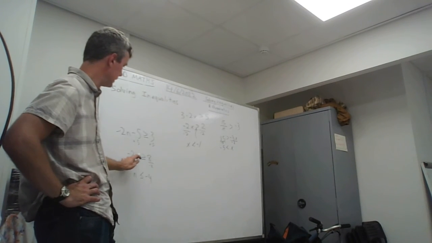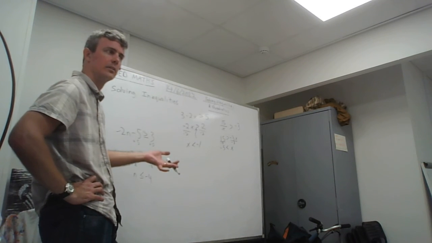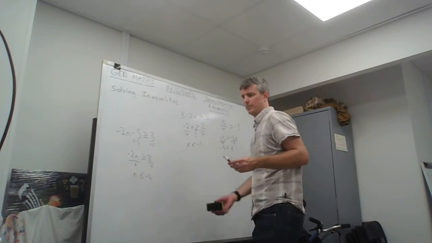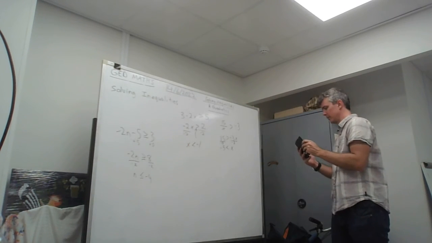So it's the same techniques. You just have to remember, if you multiply or divide by a negative, to change the sign. Okay. Take a picture, and then there's one more thing to show on this one, and then we move on to quadratics.